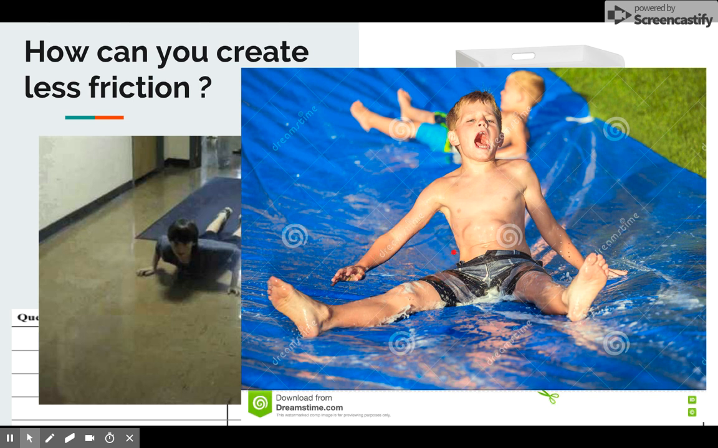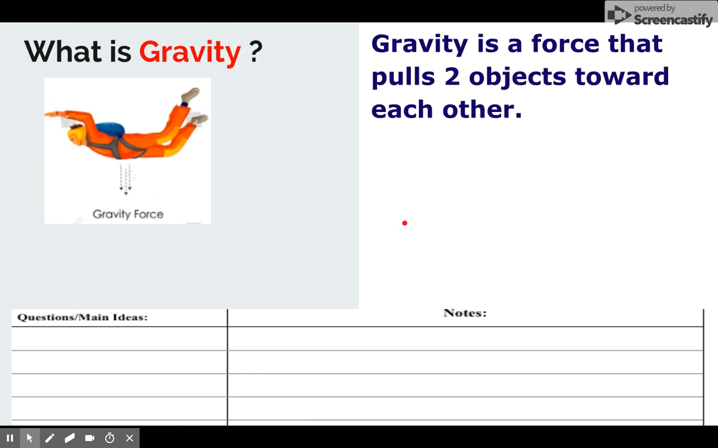Water makes your body and the tarp, the plastic, not touch directly, which makes it a lot easier to slide. And if you add soap, you make the water thicker, which makes it touch even less. So it makes it even more slippery.